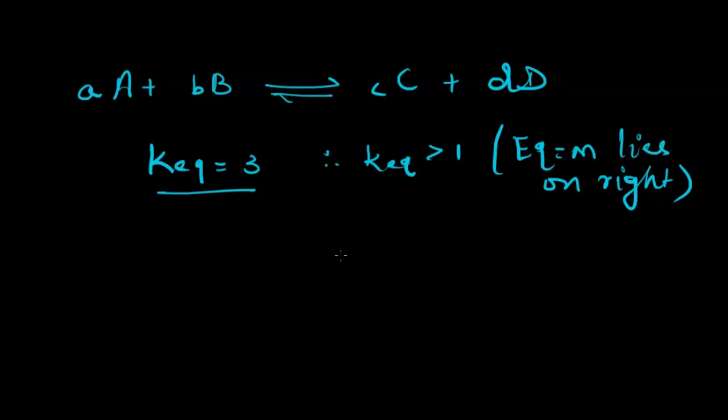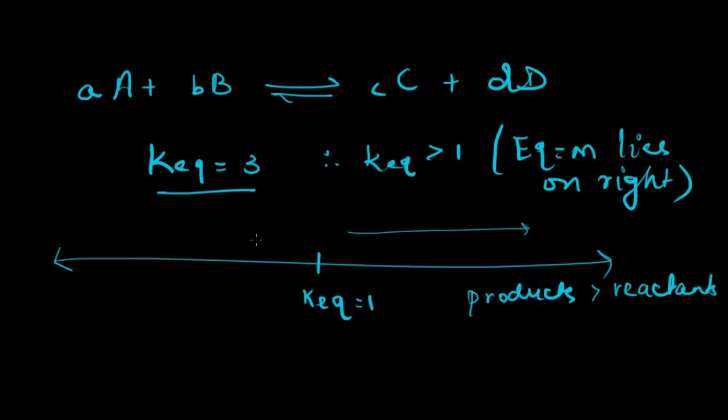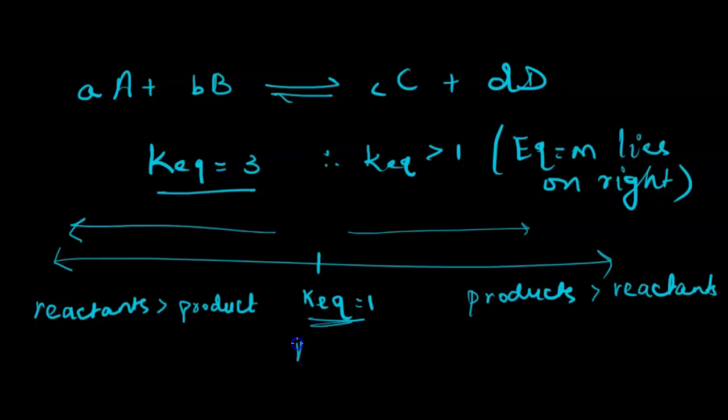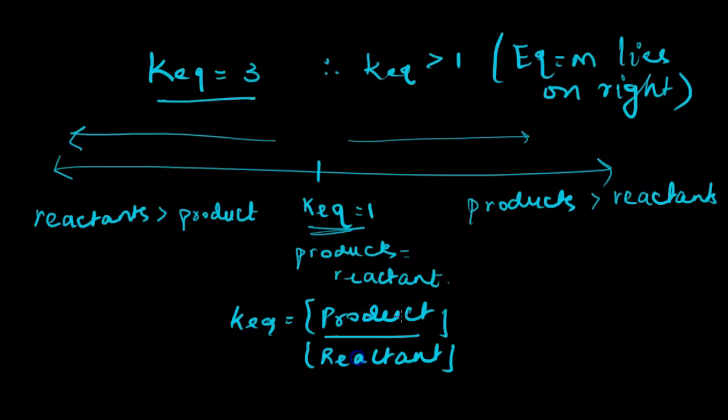Equilibrium lies on the right side means, if we consider equilibrium in the form of a number line, and let's say here K equilibrium is equal to 1, anything beyond 1 means products are greater than reactants. If equilibrium is below 1, or if it lies on the left side, that means reactants are greater than products. And equilibrium equal to 1 means products and reactants are equal. And why is this the scenario? Because we know K equilibrium is the ratio of product concentration over reactant concentration. So if products and reactants are equal, the K equilibrium ratio will be 1.